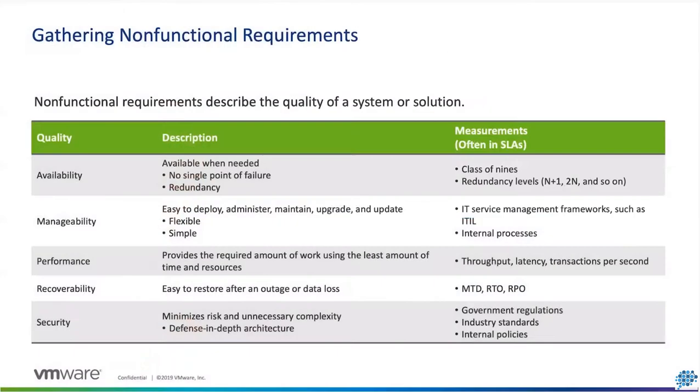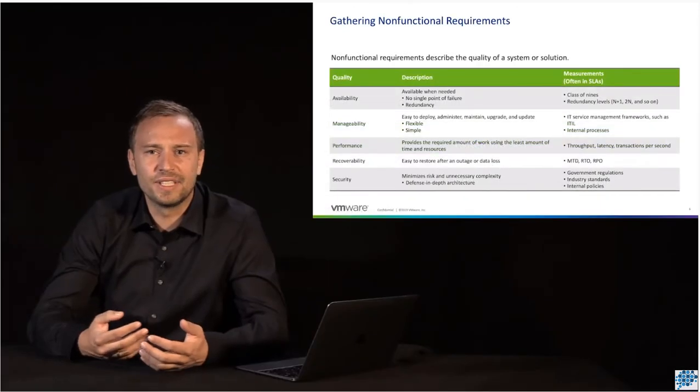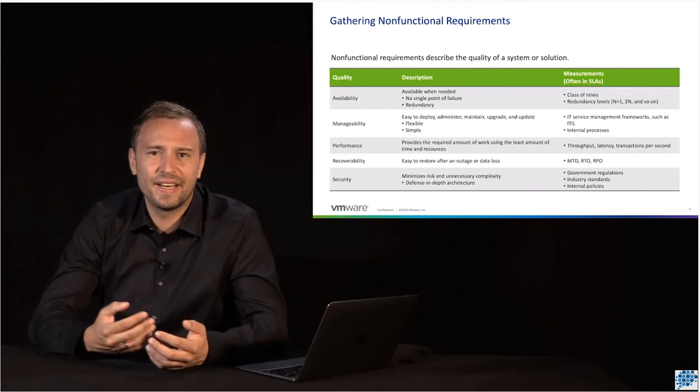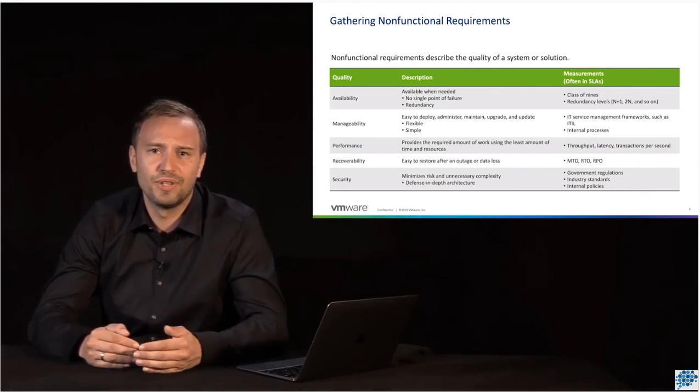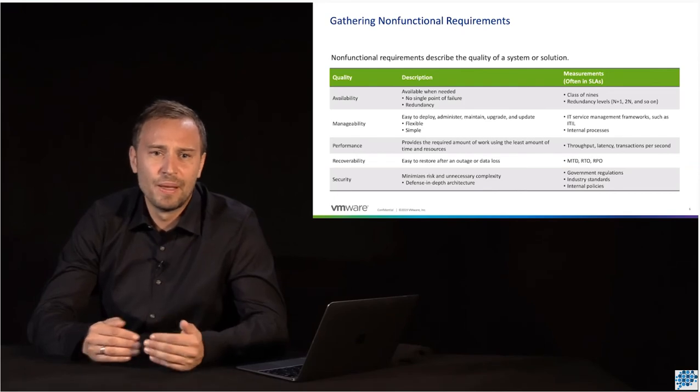So first of all, if we talk about availability, we need to make sure already in the logical design that we don't have any kind of single points of failure, that we have a certain kind of redundancy. Measurement quantity numbers for the quality of availability are the class of nines, the redundancy levels, how many components can have an outage without interrupting the service. Those are really important things we need to figure out up front.